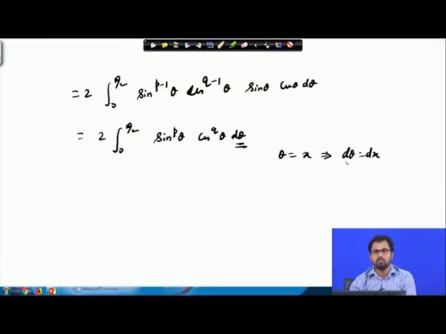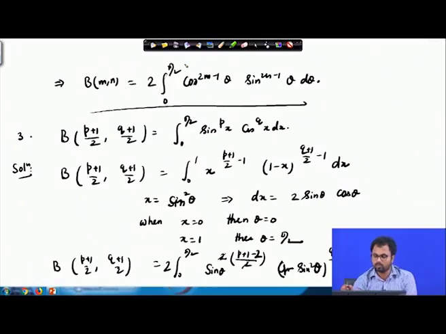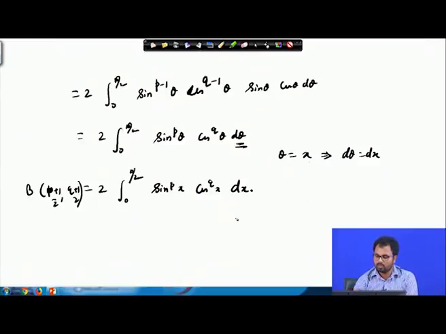So, everything will remain the same, and we can do that mainly because theta is just a variable here. So, let us change the variables, and then this will reduce to integral from 0 to pi by 2 sin to the power p x cos to the power q x dx, and this is what we needed to prove. So, beta of (p plus 1)/2, (q plus 1)/2 equals 2 times integral from 0 to pi by 2 sin p x times cos q x. So, this was another property of the beta function.